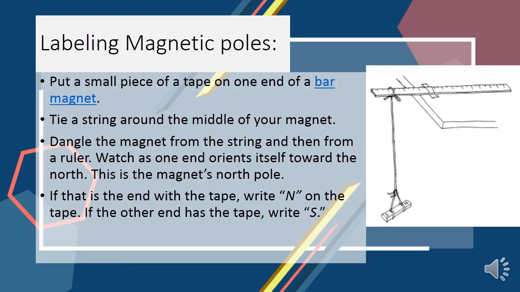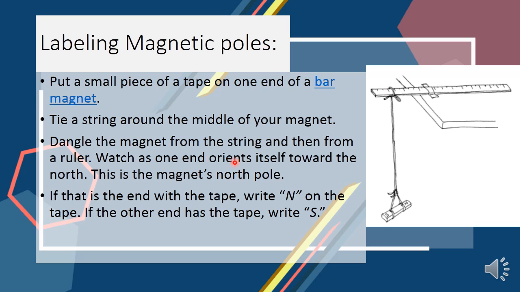Labeling magnetic poles. Put a small piece of tape on one end of a bar magnet, as this one. We have a bar magnet. We have to hide the poles or the symbols written on it, so we use this tape. And if you know the north and south direction in this room, you can do this experiment. Tie a string around the middle of your magnet. Now dangle the magnet. Dangle the magnet means hold it freely using this string and the ruler.